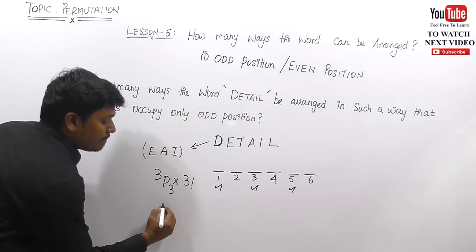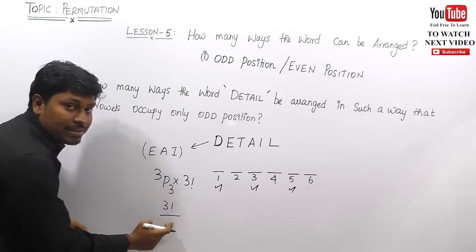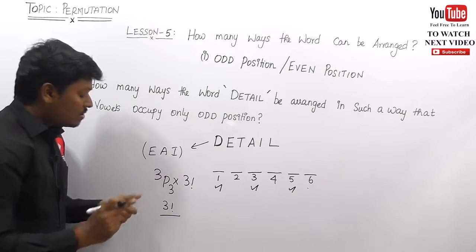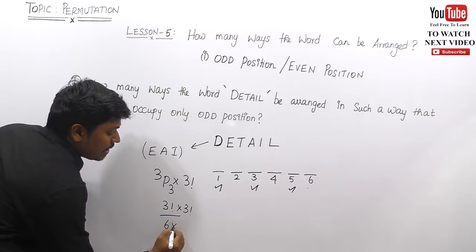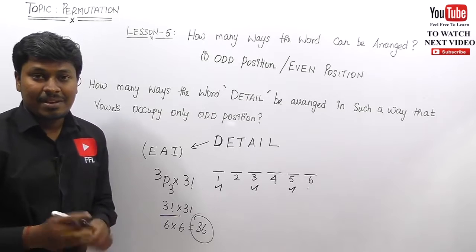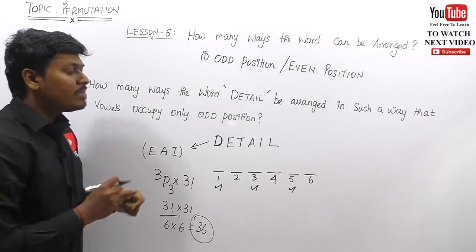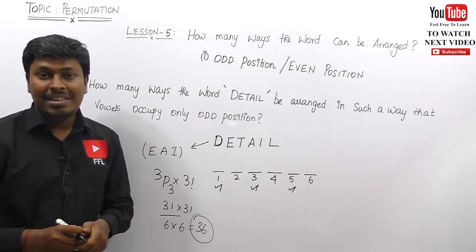So 3P3 can be written as 3 factorial divided by (3 minus 3) factorial, which is 0 factorial, friends. The value of 0 factorial is 1. So we can say 3 factorial into 3 factorial, that is 6 into 6, and the answer will be 36. So finally we got the answer 36. Clear on the concept? Let me move on to some examples so that you can easily understand the concept called odd positions and even positions.